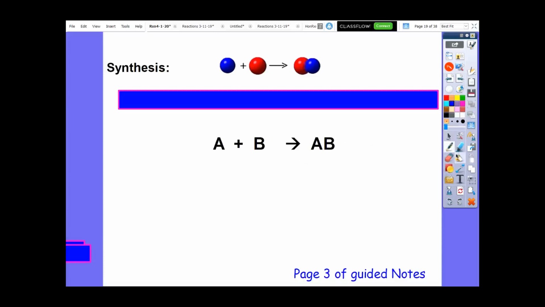Then for your drawing of the atoms, I have this right here. Blue circle plus red circle gives me red blue. If you don't have any colored pencils with you, that is fine. You can just draw them. You could draw circle A plus, we always use A and B, plus circle J yields AJ. I produced an AJ.